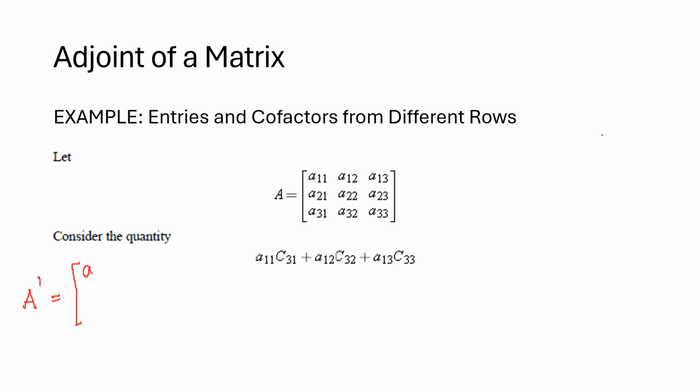You have A11, A12, A13. You have A21, A22, and A23. Then A11, A12, and A13.